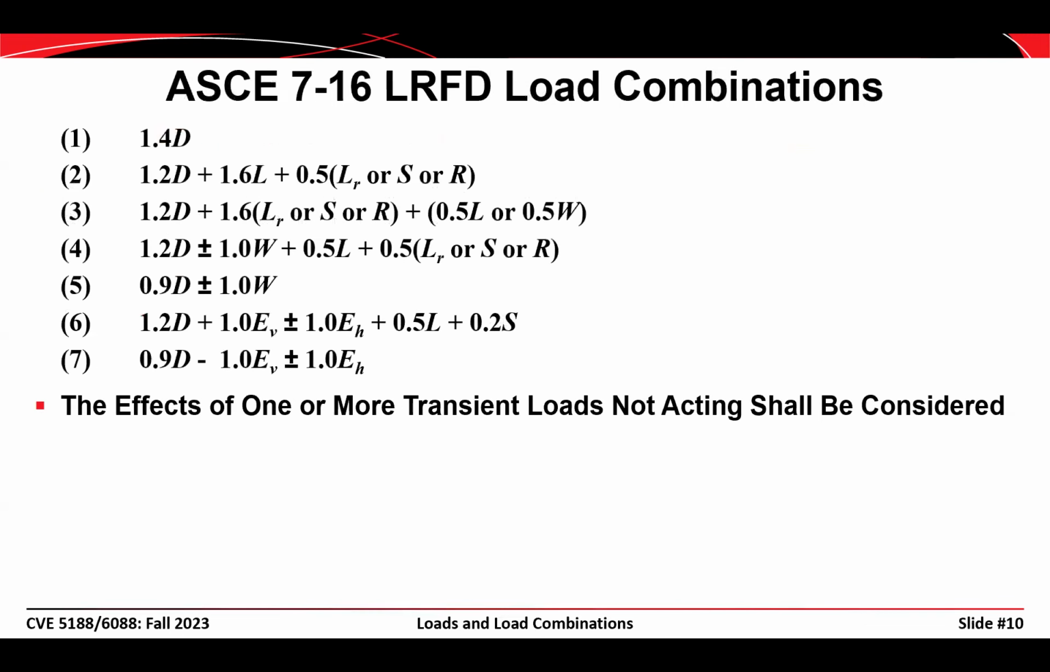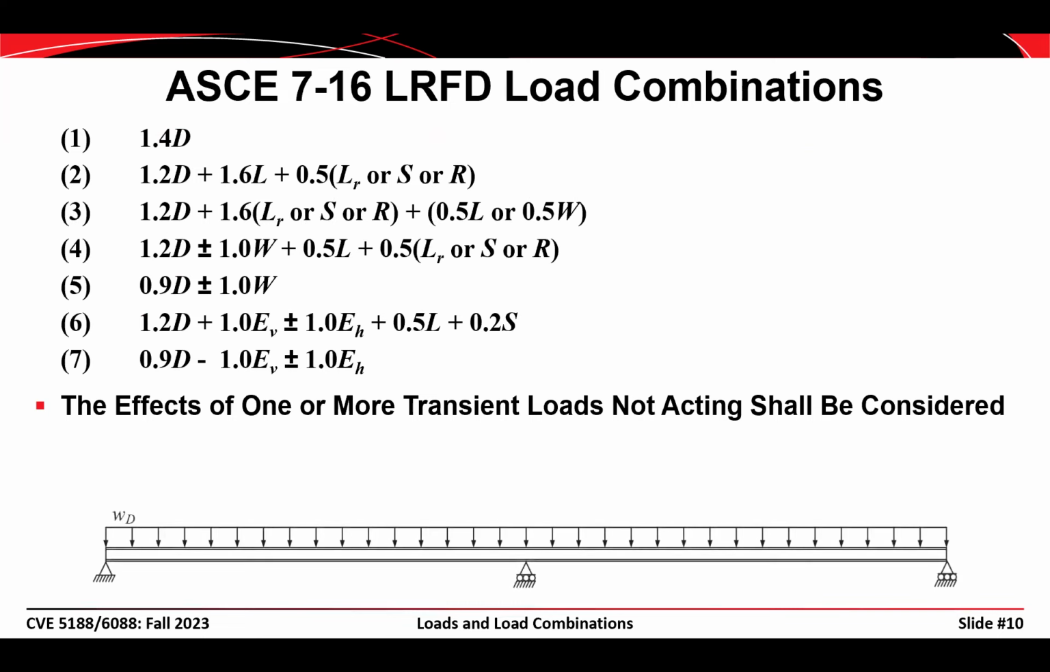Now, when we look at the ASCE 7 load combinations and also the AASHTO load combinations, we have to consider the possibility that some of the loads may not be acting. So we might have a case where there is no live load on the structure or no roof loading on the structure. And that, in some cases, can actually lead to a critical situation. That can be the worst case on a structure.